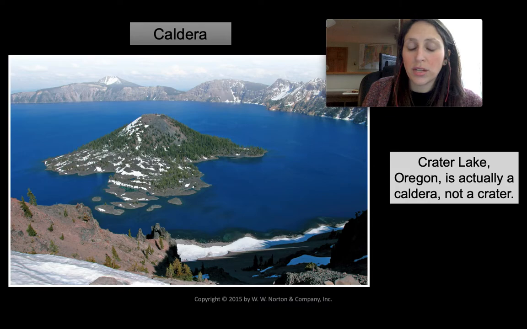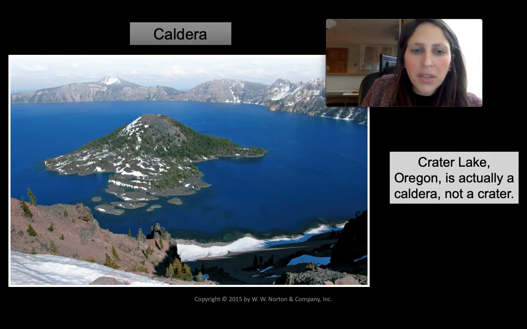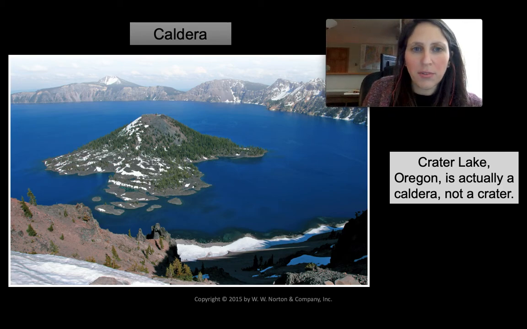Okay, so here's a cool example of a caldera. This is Crater Lake. There's actually two types of volcanoes going on in Crater Lake. You have the caldera, which is this huge lake. So this was a volcano. Mount Mazama was the volcano that it once was. It collapsed, creating this huge caldera. I was able to visit Crater Lake a few years ago. It's an absolutely incredible, mind-boggling place.